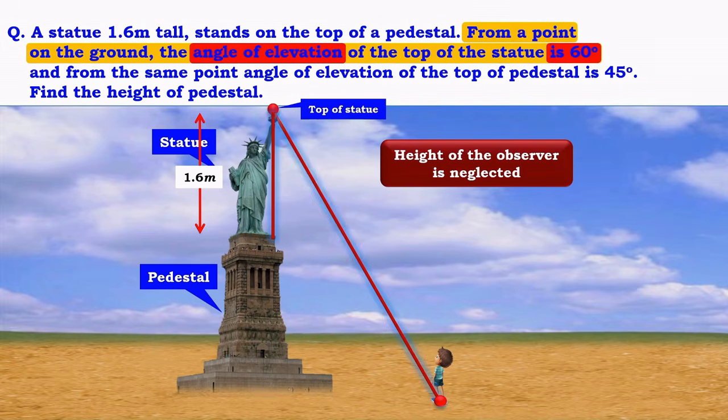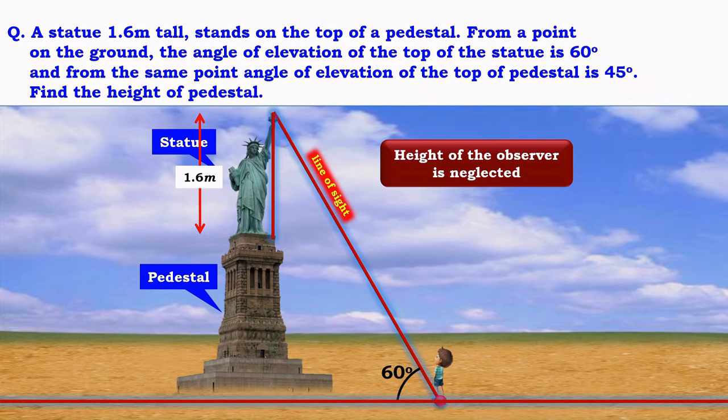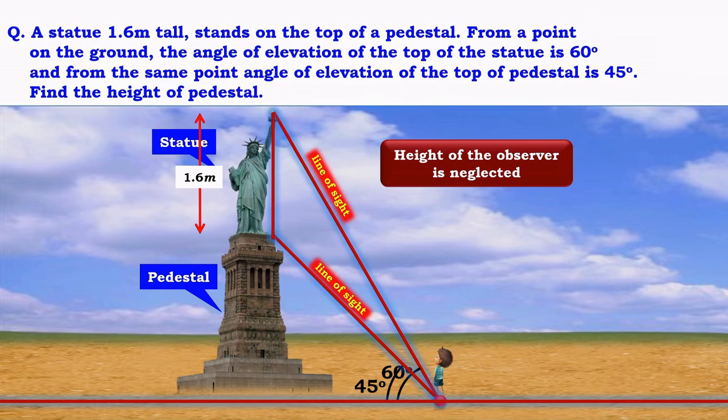The vertical line from point A to point C represents the total height from the ground to the top of the statue. The vertical part from point A to point B represents the height of the pedestal, which is unknown. The part from point B to point C represents the height of the statue, which is given as 1.6 meters. Therefore, the total height from point A to point C consists of the height of the pedestal plus the height of the statue.